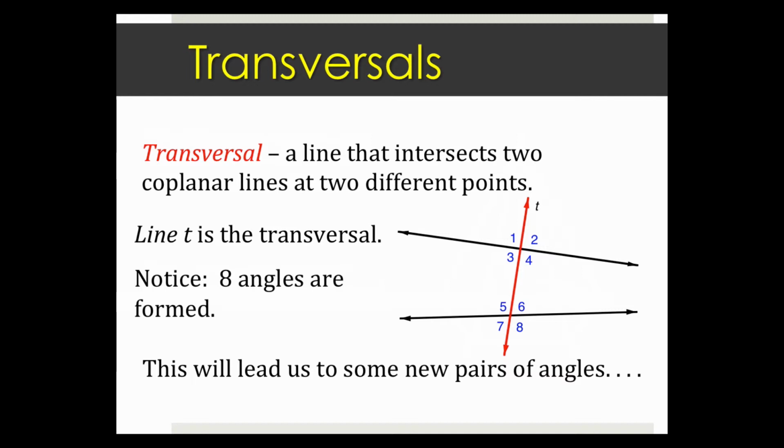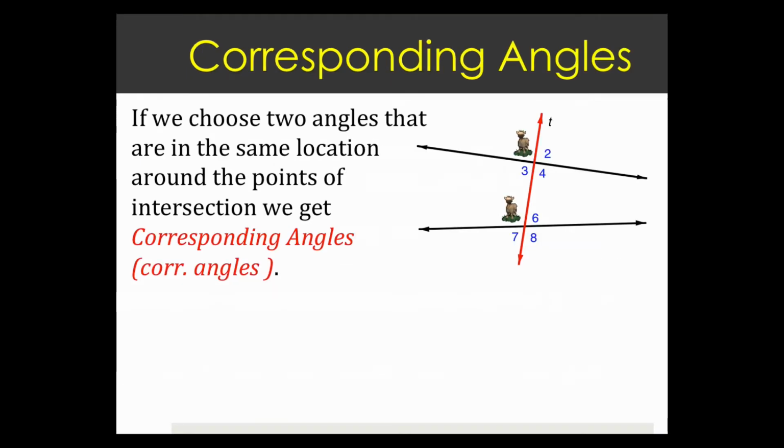This is going to give us a whole bunch of new ones. So first pair. Corresponding angles. Notice there's 2 points of intersection here. There's a point of intersection up here around where 1, 2, 3, and 4 meet, and there's another point of intersection down here where 5, 6, and 7 meet. The pairs of angles we're going to talk about are, you're going to choose one from one point of intersection and one from the other point of intersection.